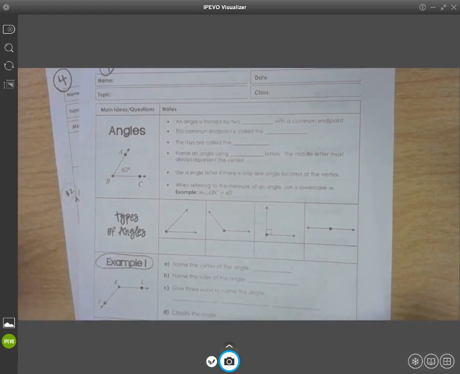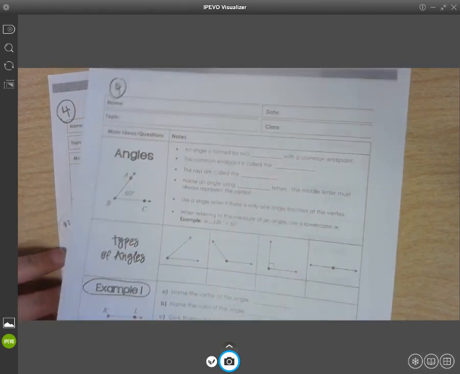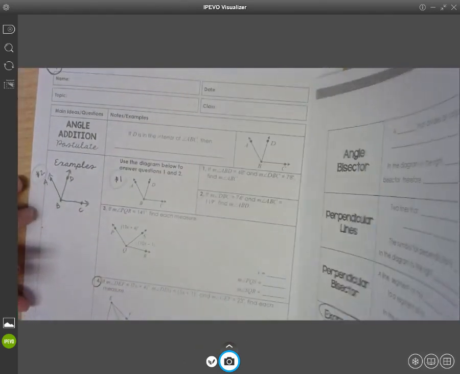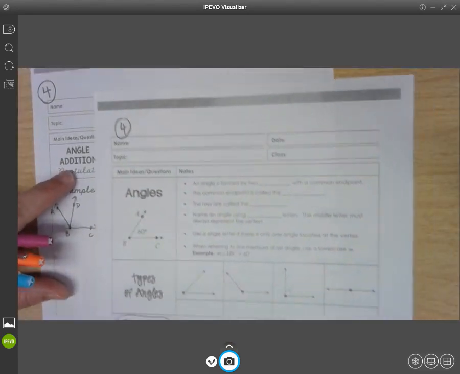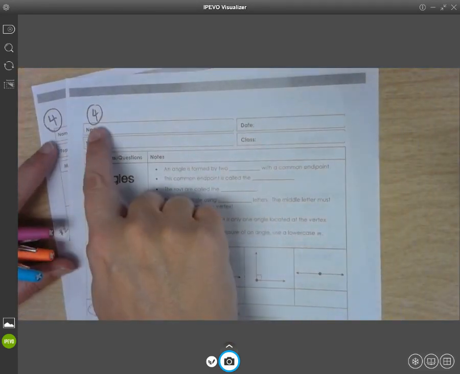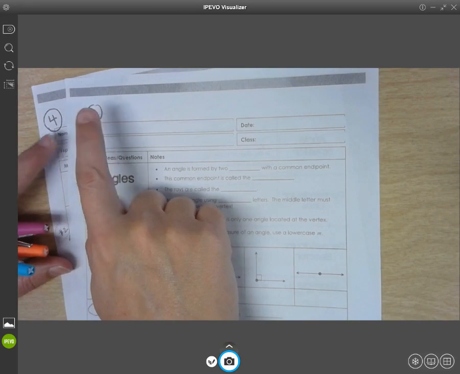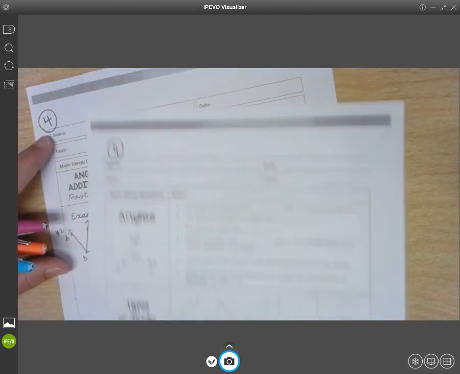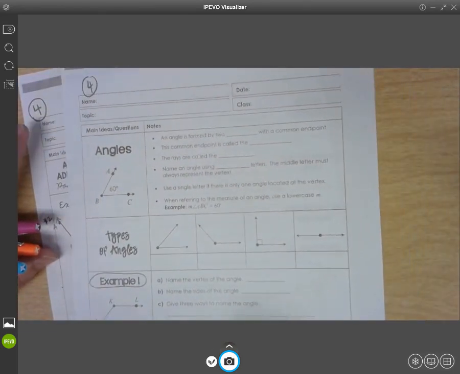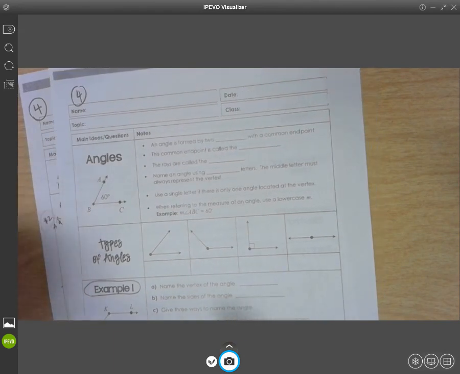Hey y'all, today we are going to be looking at angles. We're going to review angles and the parts of angles, types of angles. We're also going to be looking at the angle addition postulate. So if you want to pause the video and find these two worksheets that say 4 on them, these are not the assignments, these are the notes pages. I'm going to go through this, okay?